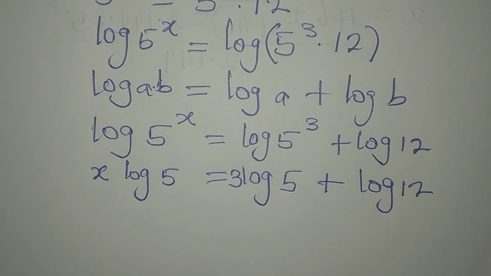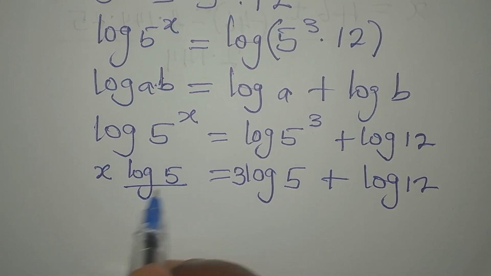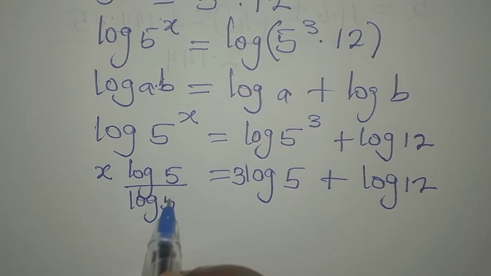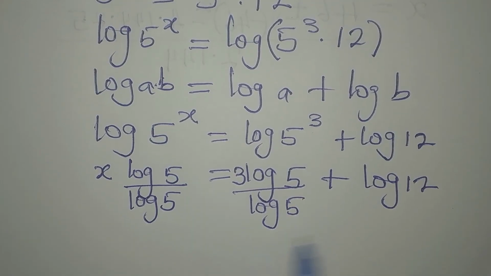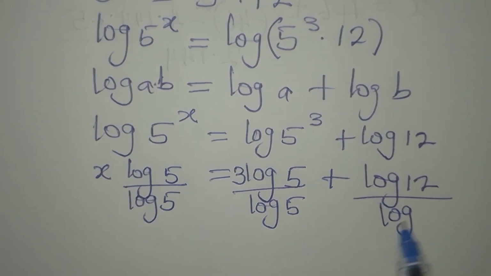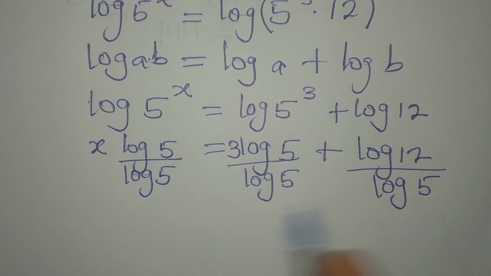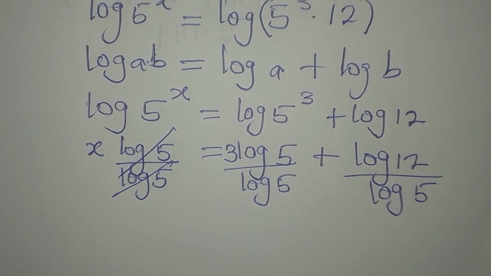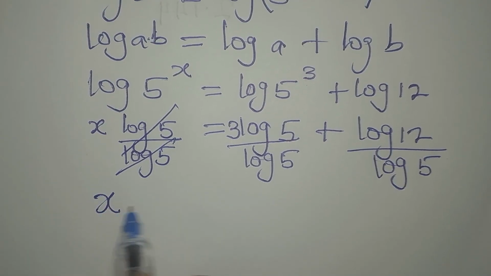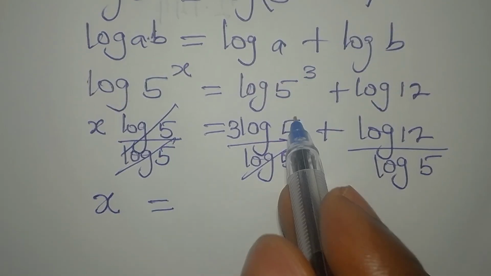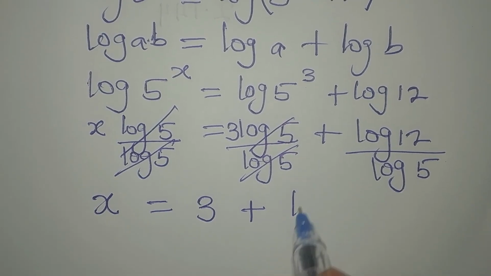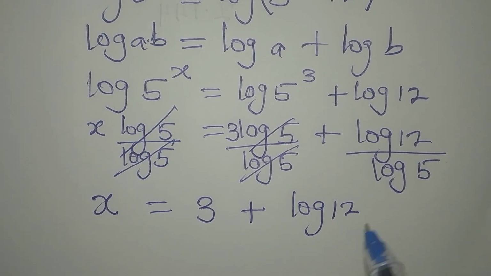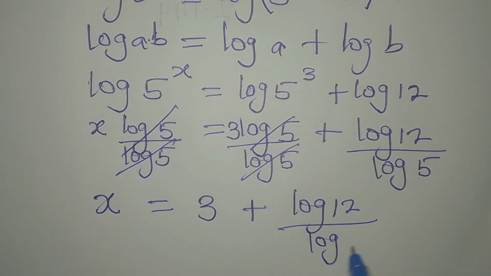Now we want to get the value of x, so we need to divide this by log 5, and this will be divided by log 5, and this will also be divided by log 5. This will go there as we have x to be equal to this will go there, and we have 3 plus log 12 divided by log 5. So this is your value of x.